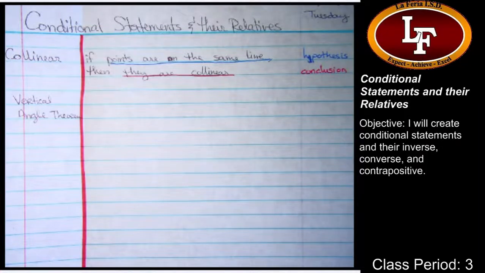Beautiful. How do we write that as an if-then statement? If vertical angles are what? That doesn't make any sense. You're right, so we've got to add some more words. If angles are congruent, then they're vertical. Close.